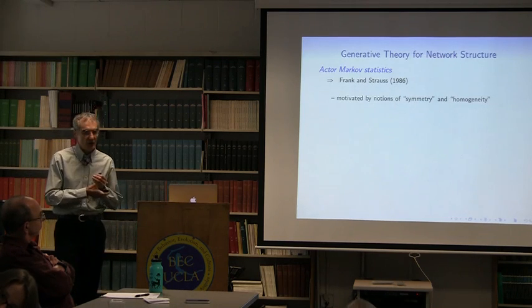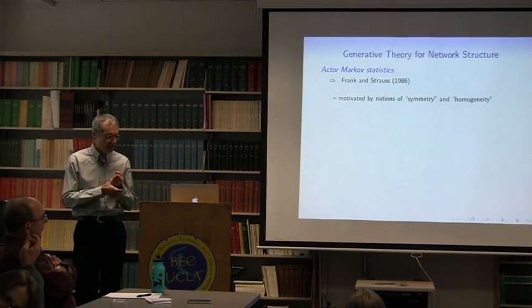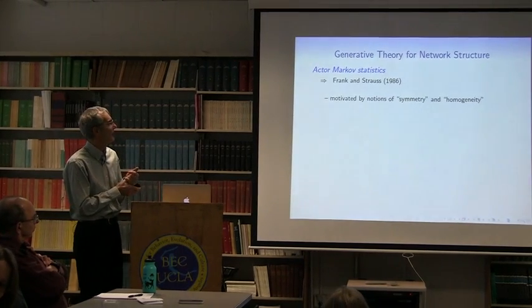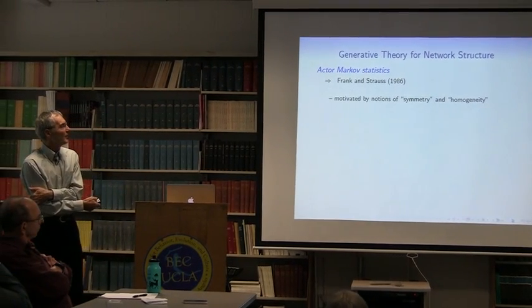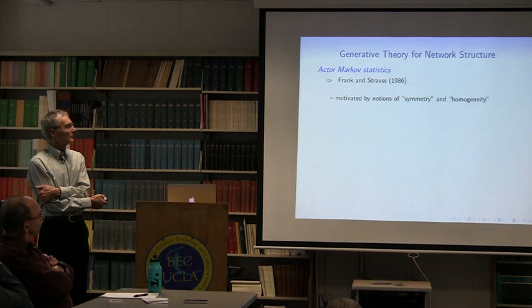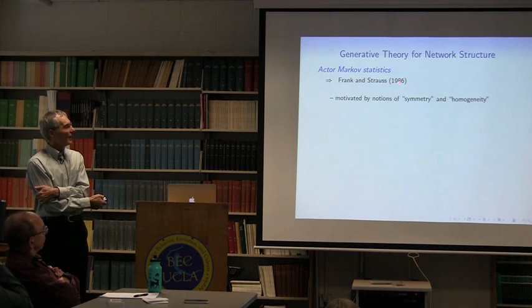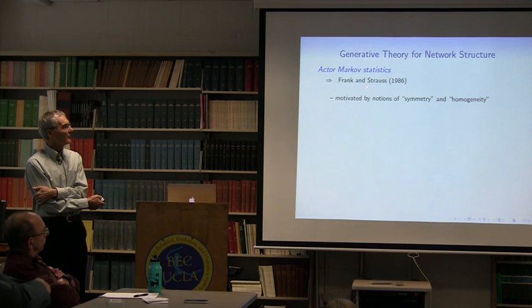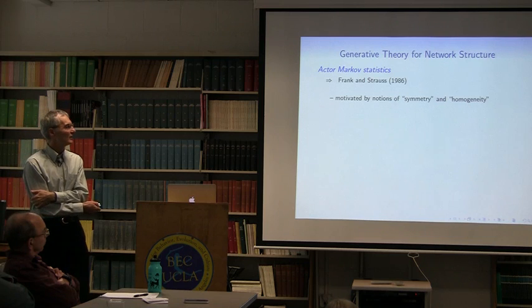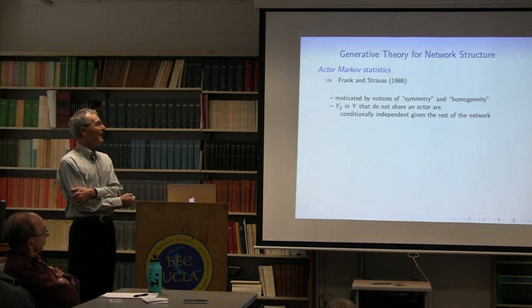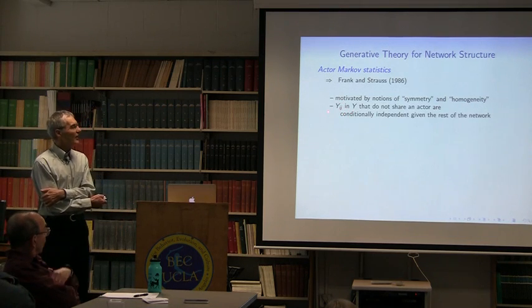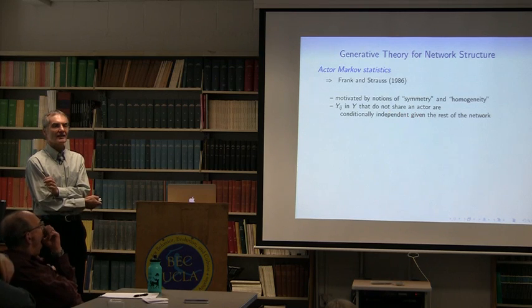So I'll just describe those briefly because they're the more advanced or innovative aspect of it. There's a seminal paper by Ove Frank and David Strauss at UC Davis in the 80s on what they call Markov random graph models, which are an example of this class. And they wanted simple models that represented dependency. And so what they did is say that the yij in the graph, the relational variables in the graph that don't share an actor, i.e.